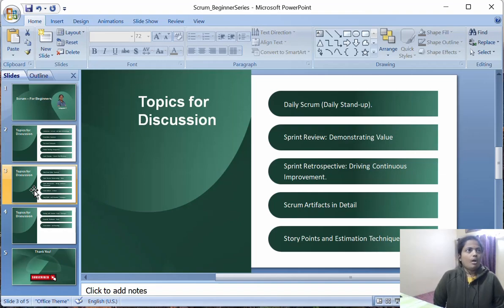The next one, scrum artifacts in detail. So we talked about everything, bits and pieces like product backlog, sprint backlog. So all the artifacts that are associated, that will be getting discussed here.